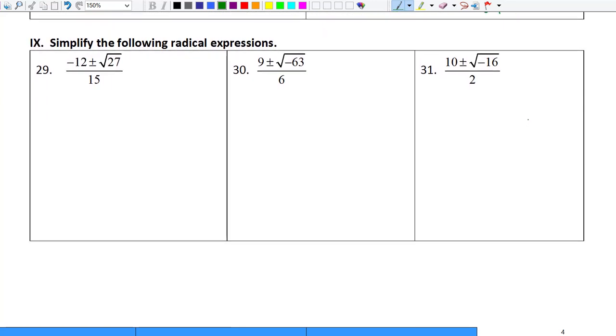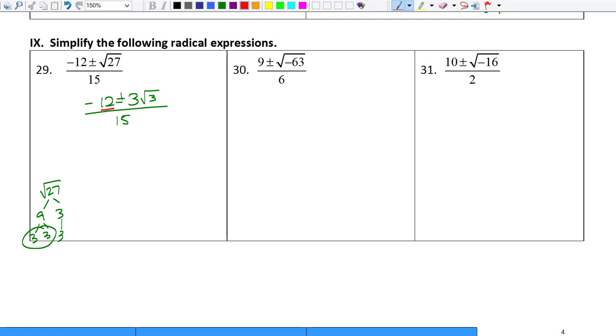So this is to try to get us ready for the next unit. So we have root 27. I need to worry about the square root first before I can reduce anything else. So I'm going to come down here to the side and break that down. That's 9 and 3, 3, 3 and 3. So this looks like negative 12 plus or minus the square root of 27 turns into 3 root 3 over 15.